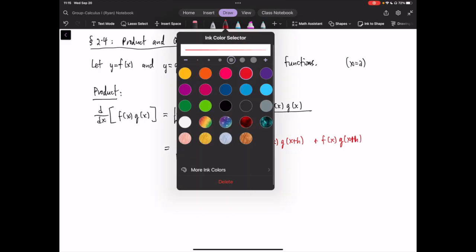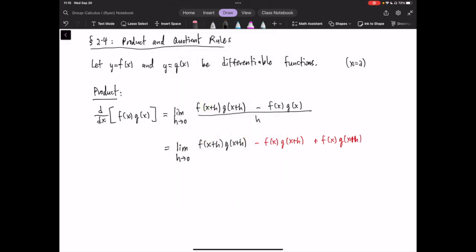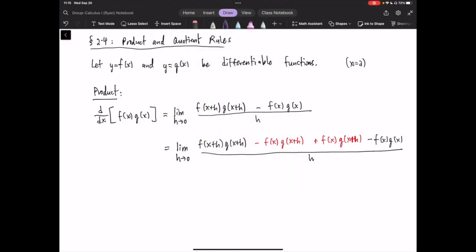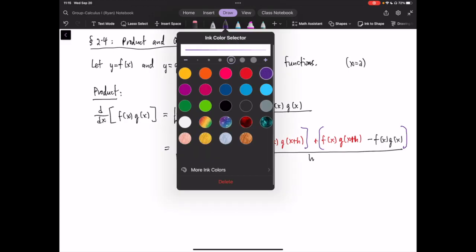So everything that I wrote in red there cancels out, and it really doesn't change what we have here at all, right? Then I'm going to finish writing this out. So I have to write the minus f of x times g of x, and then put this whole thing now over h. All right? So how's this going to help us? Well, it turns out that we can group the first couple terms and the second couple terms, and we can distribute the limit here and treat this like two different limits and see what happens, all right?